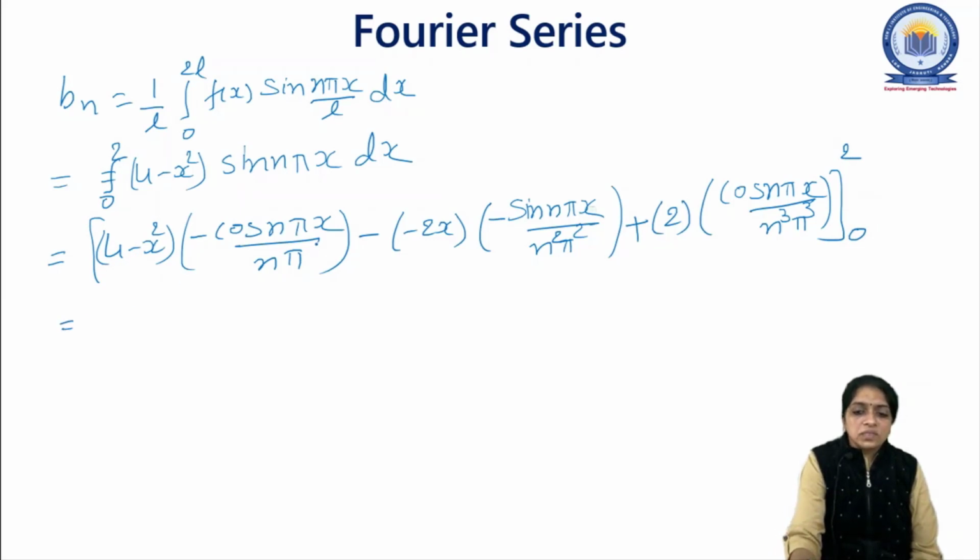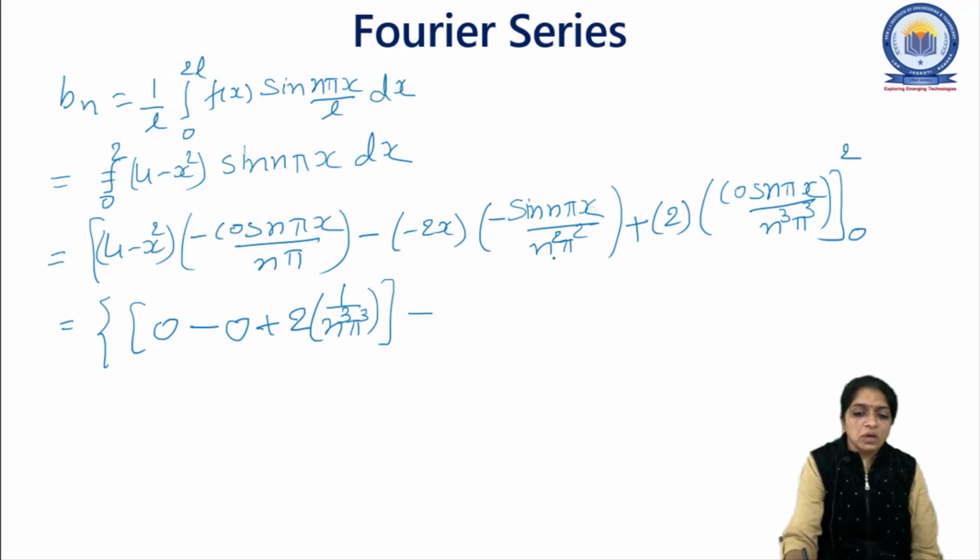So after substituting the upper limit, we have 2 squared, that is 4, so 4 minus 4 is 0, so our first term is 0, minus, if I substitute 2 here, sin 2nπ is 0, plus 2 cos 2nπ, cos of an even multiple of π is 1, so 1 upon n³π³. So this is the value for the upper limit.